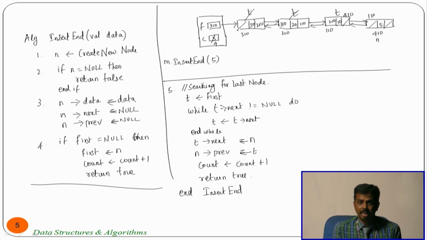Okay, first we need to check whether first is null. If so, just join the new node as your first node, then you return true. Otherwise, you have to search for the last node. Searching has to be done by introducing a variable t and moving t towards the last node. Once t reaches the last node, I have to write the code for linking t and n. Here also we can identify the last node by checking the next field. t of next equal to null means it is the last node.